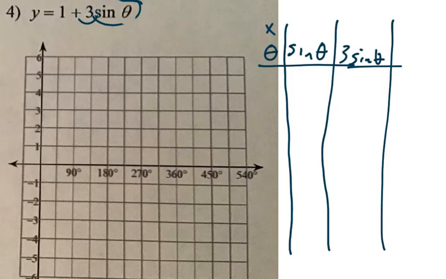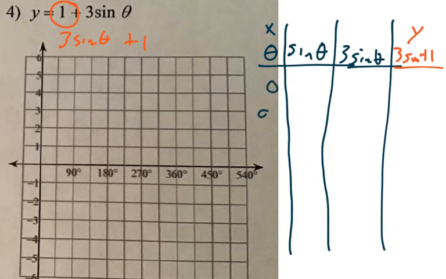Finally, to get to y, we're going to also add 1 to it. By the way, do you agree this is really 3 sine theta plus 1 using commutative property again? So once I take 3 sine theta and add 1 to it, I'm going to get my y. Again, what are we going to use for theta? Our 90s, right? 0, 90, 180, 270, 360.